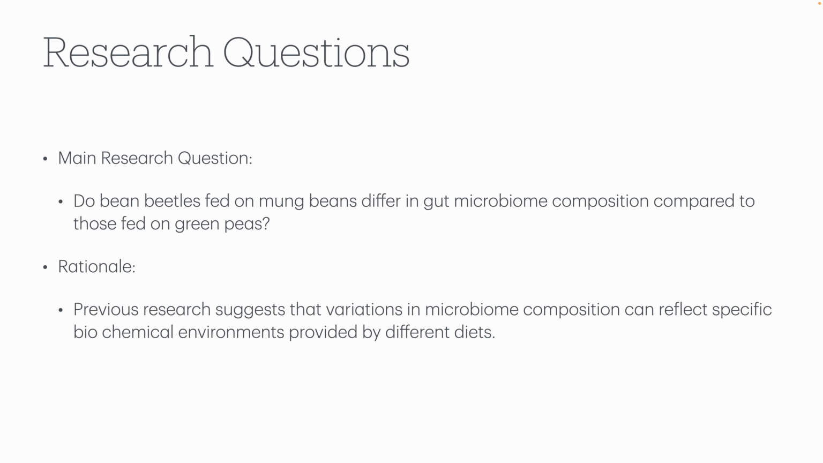My main research question was to determine if bean beetles fed on mung beans differ in gut microbiome composition compared to those fed on green peas. This question stemmed from previous findings suggesting that variations in microbiome composition can reflect biochemical environments provided by different diets.